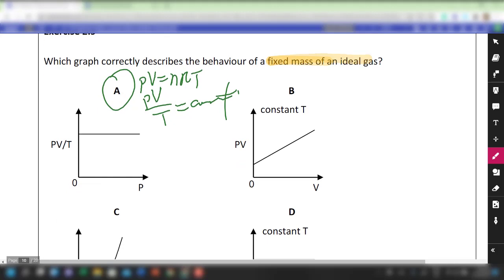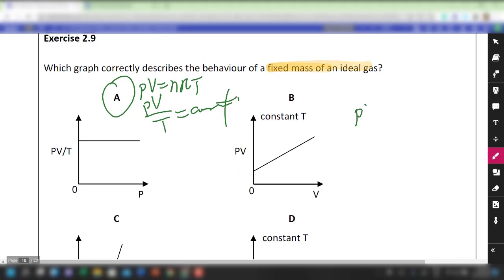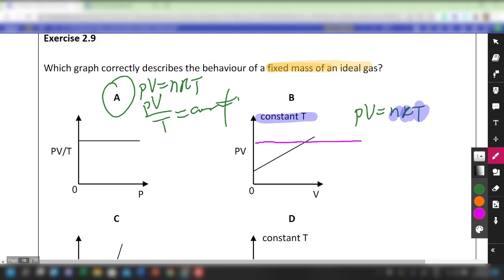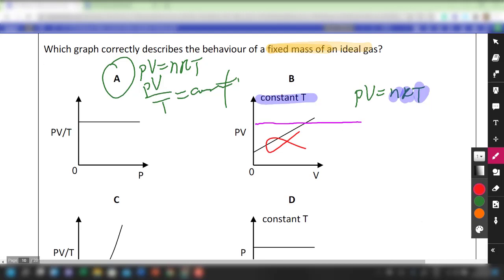Then again, PV equals nRT. So we fix the mass. So we fix n, R is fixed, T is also fixed because we are told that it's fixed. Therefore I expect the graph to be a horizontal line that is parallel to the x-axis. So again, this graph is incorrect.